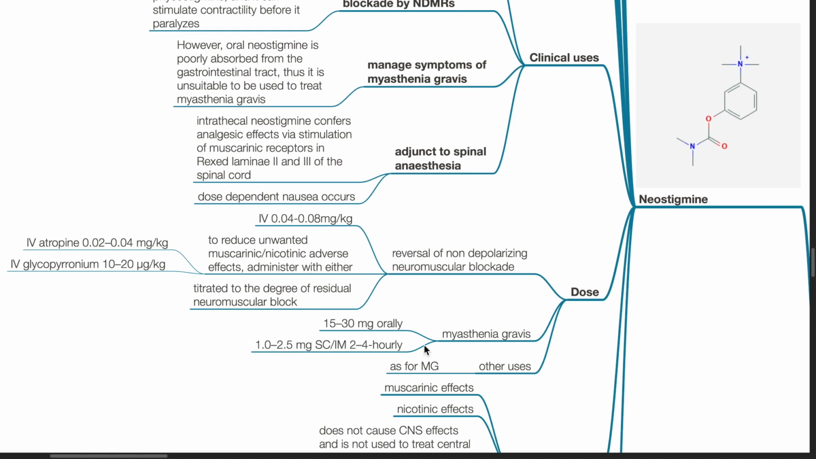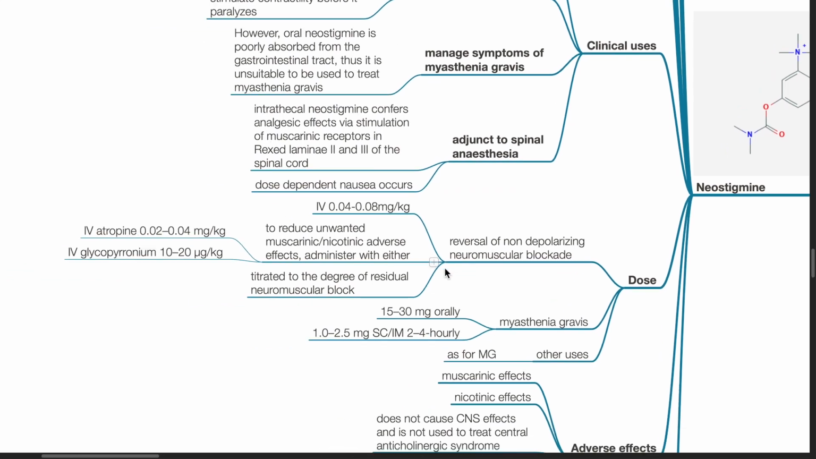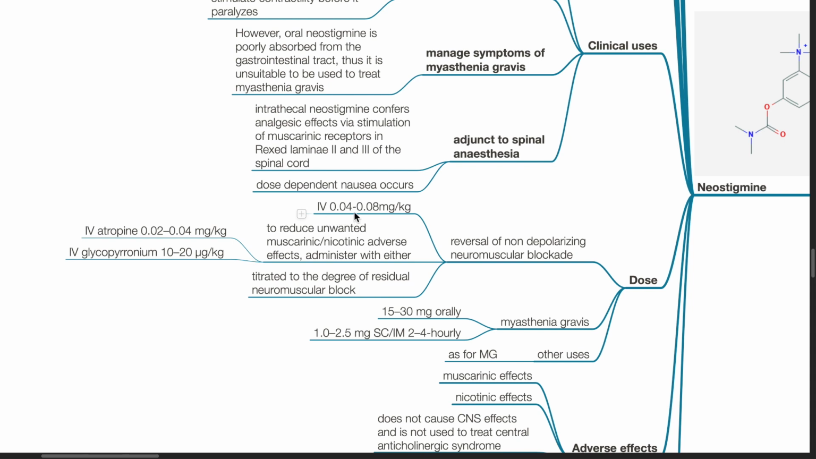Dose. For reversal of non-depolarizing neuromuscular blockade, the dose is IV 0.04 to 0.08 mg per kg. To reduce unwanted muscarinic and nicotinic adverse effects, administer with either IV atropine 0.02 to 0.04 mg per kg or IV glycopyrronium 10 to 20 micrograms per kg. Titrate the dose to the degree of residual neuromuscular block.